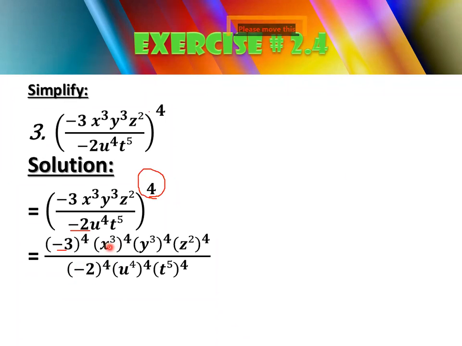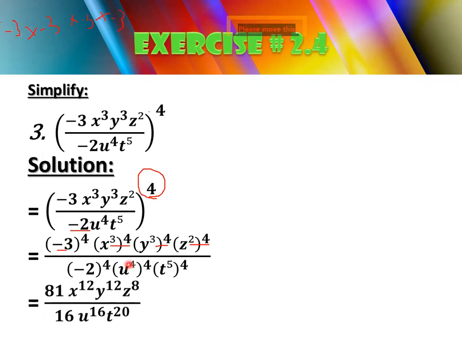Now here you have the power of the power, so you are going to multiply this 3 by 4. It will become 3 multiplied by 4 is 12. Same goes for this one and this one. So here you are going to multiply the powers, and in this one you are going to multiply 3 by 4 times, just like this. You will write minus 3 multiplied by minus 3 multiplied by minus 3 and multiplied by minus 3. So what you will get here is 81.